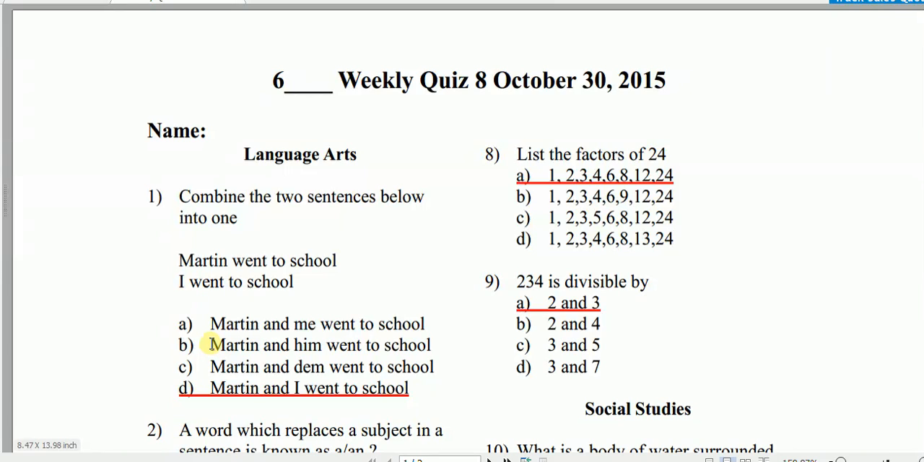In this episode, we look at the review of Weekly Quiz 8. If we have no confidence in self, we are twice defeated in the race of life. But with confidence, you have won even before you have started. We'll start with language arts.